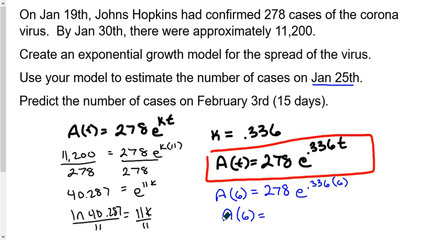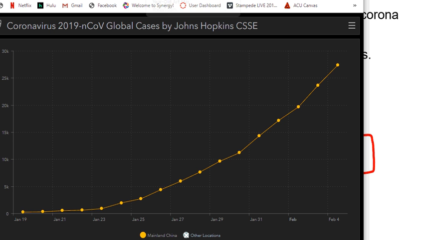Now, interestingly enough, we can actually go back and check how many confirmed cases we did have after 6 days. I found a little website here that we can go check out. This was, let me show you the web address here.